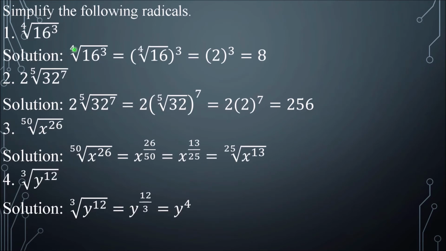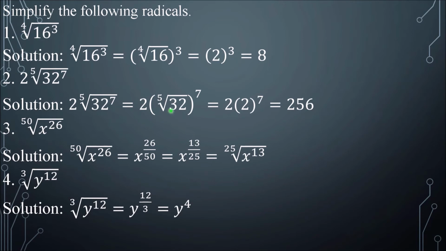Let's have more examples on simplifying radicals. So let's have the 4th root of 16 cubed. The 4th root of 16 cubed is equal to the quantity 4th root of 16, and then quantity cubed. So the 4th root of 16 is 2 because 2 times 2 times 2 times 2 is 16. And then 2 cubed is 8. Therefore, the 4th root of 16 cubed is 8.